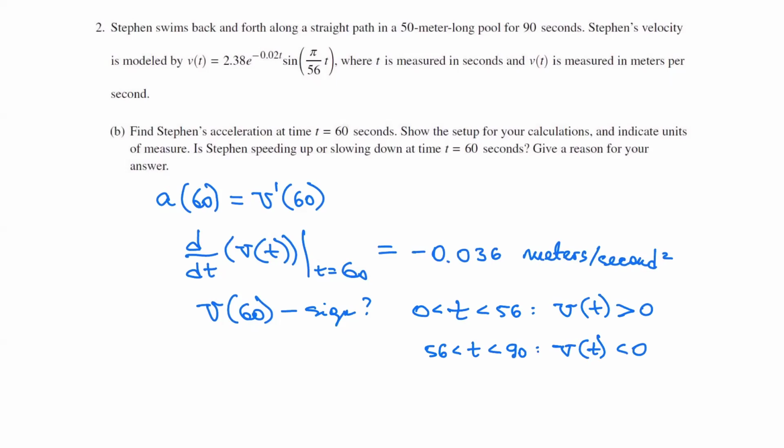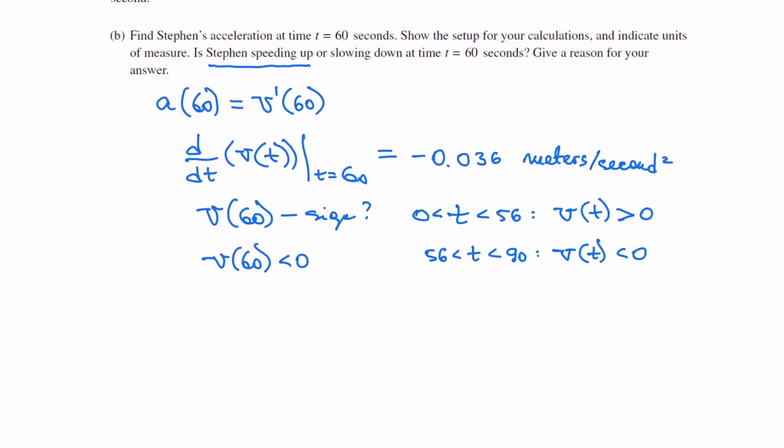So v of 60 actually also has a negative sign. So this means that Stephen is speeding up at time t equals 60 seconds. And so this is the reason for our answer: both v at 60 and acceleration at 60 seconds are negative.